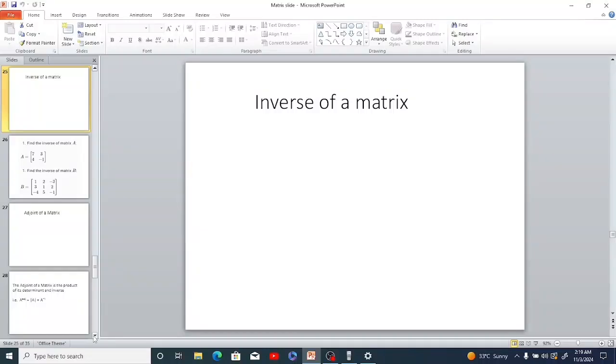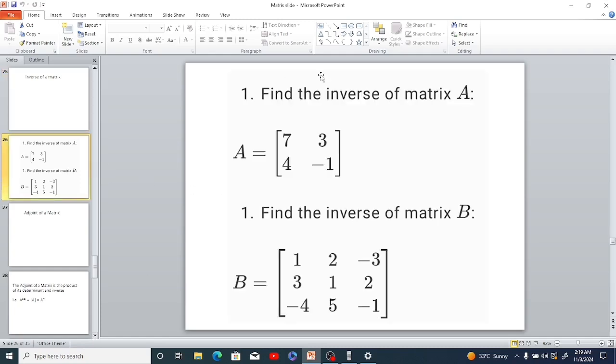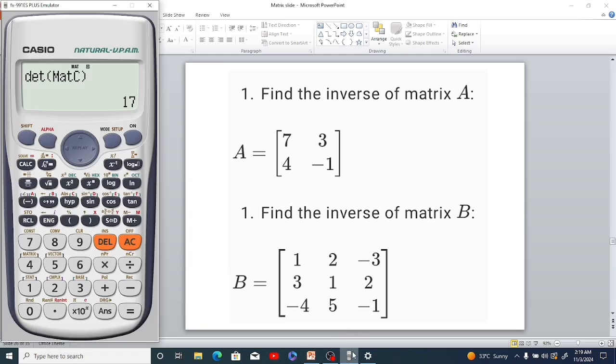Inverse of a matrix. We'll make use of the calculator to find the inverse of a matrix, whether it's 2 by 2 dimensional or 3 by 3 dimensional. Let's look at the questions on the screen. Find the inverse of a matrix A. Mat A is a 2 by 2 dimensional matrix. We're going to find the inverse, and also find the inverse of mat B, which is a 3 by 3 dimensional matrix. So let's bring the calculator on board.